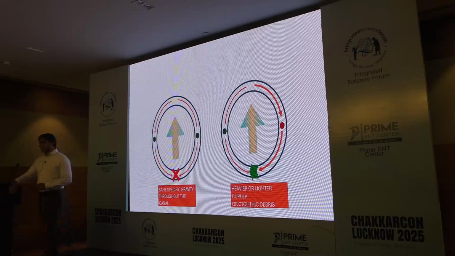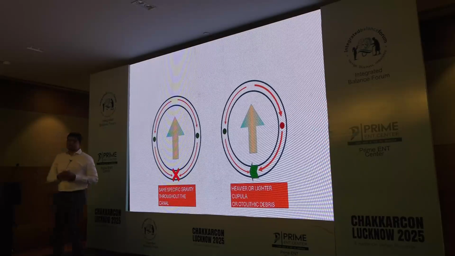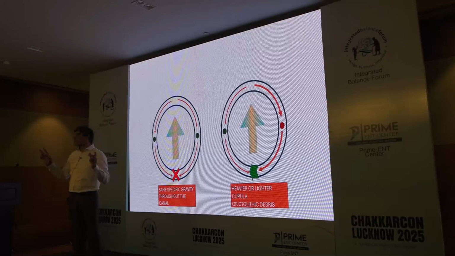So there is like a parachuting effect. First, it starts building up and then starts going down. Okay. So this is what happens in benign paroxysmal positional vertigo. Two important concepts. First is what is BPPV? It is a semicircular canal rendered inappropriately sensitive to gravity.